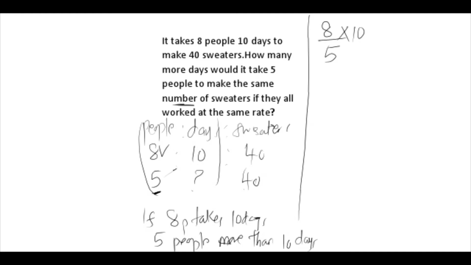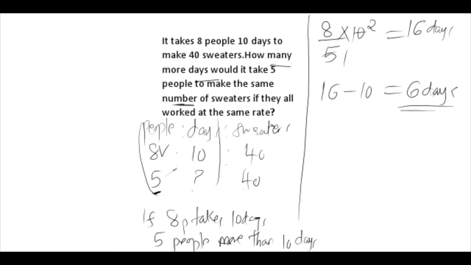So we have 8 over 5 times 10. 10 by 5 is 2. 8 times 2 gives us 16, so we have 16 days, and the question is how many more days. When 8 people were working, it took them 10 days, and when 5 people are working, it takes them 16 days. So we have 16 minus 10 days, and this gives us 6 days. So 6 more days are needed when 5 people are working.